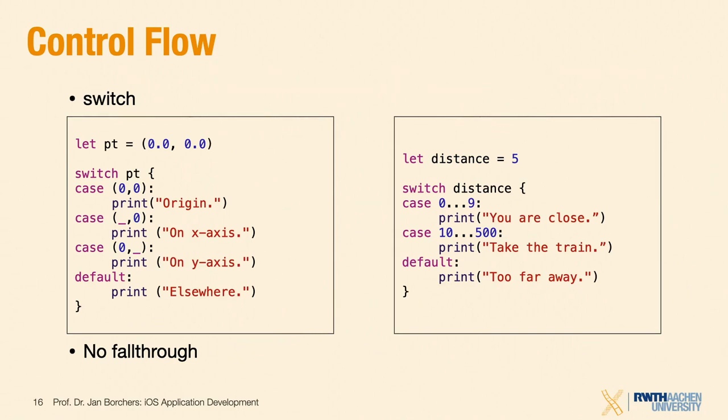Swift requires switch statements to be exhaustive, so you always have to have all possible cases covered. That's also something to be aware of. On the right-hand side, we have some examples of ranges. So we can use a whole range. If distance is, obviously, an int value, I can do a case 0 to 9, or 10 to 500, or otherwise anything else, too far away, or possibly negative. Who knows? So that's an example of how you can use whole ranges.